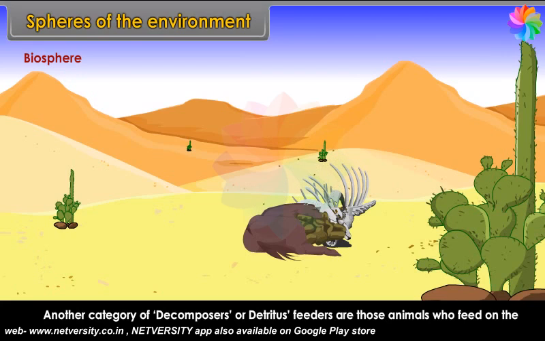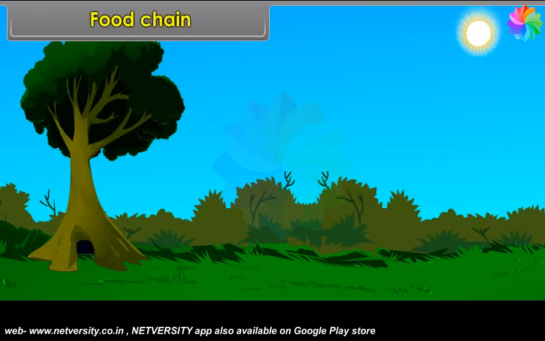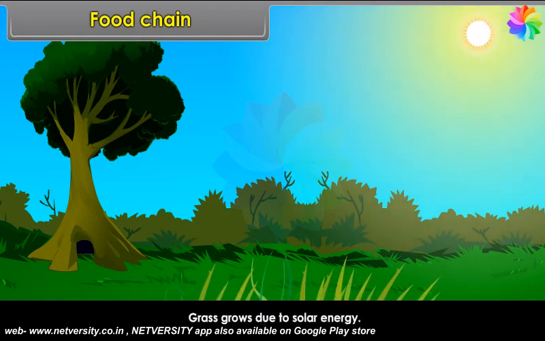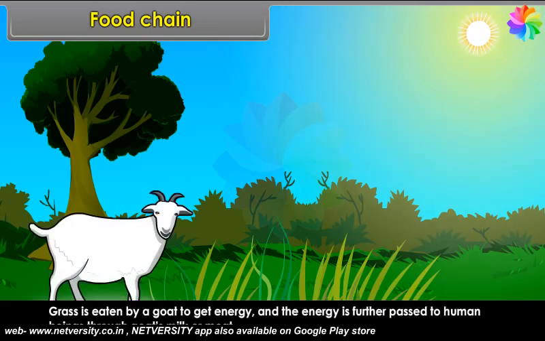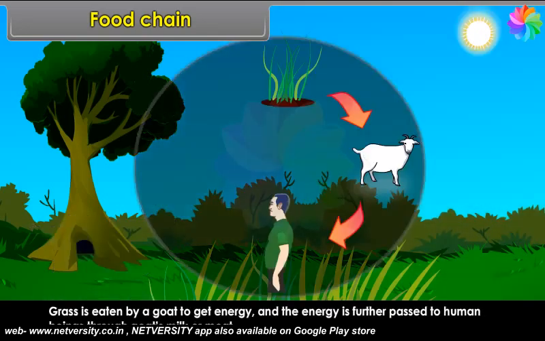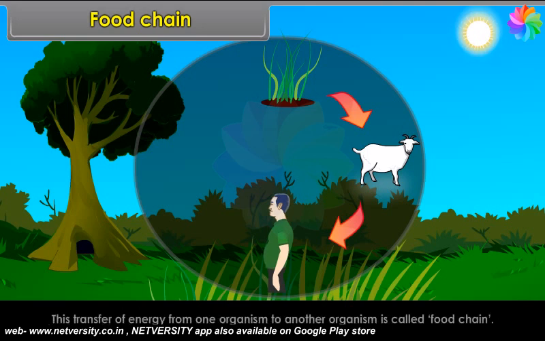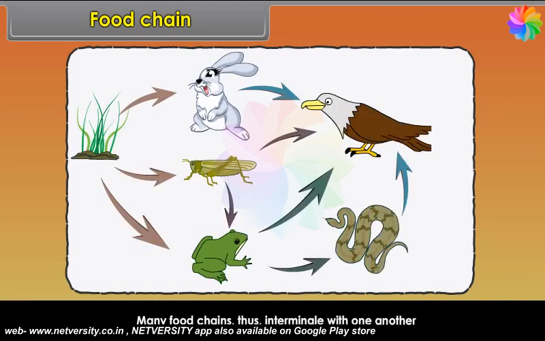Food chain. All forms of life thrive through the grace of the sun's rays. Grass grows due to solar energy. Grass is eaten by a goat to get energy, and the energy is further passed to human beings through goat's milk or meat. Thus, we find that there is transfer of energy from one organism to another organism in the form of food. This transfer of energy from one organism to another organism is called food chain. Many food chains thus intermingle with one another, showing complex relationship of organisms at different levels and form a food web.